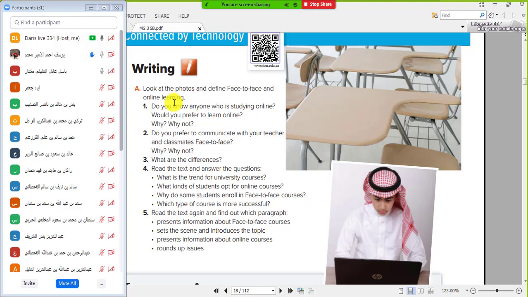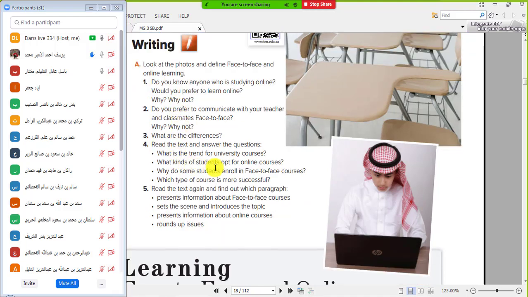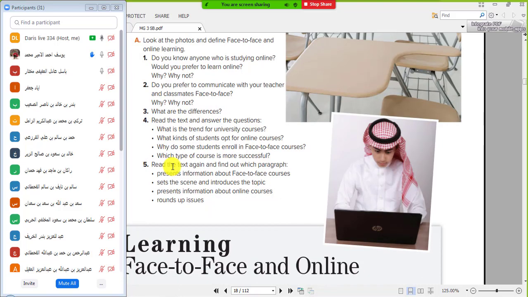Okay, guys, read the text and answer the questions. The questions are: what is the trend for university courses? What kind of students opt for online courses? Opt for means choose or prefer. Why do some students enroll in face-to-face courses? And which type of courses is more successful?